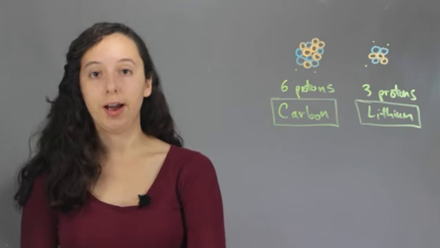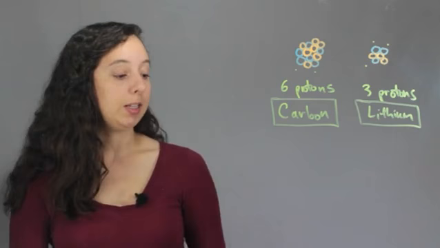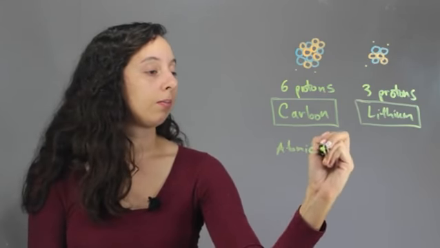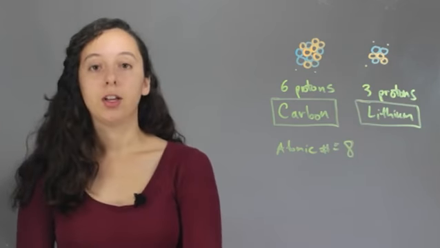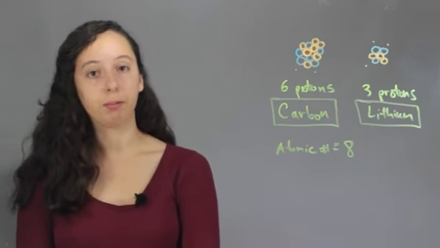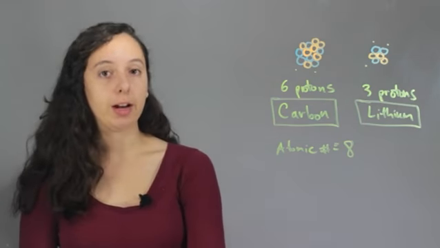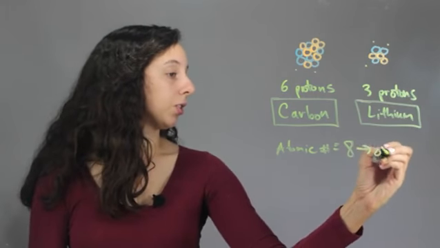Now, what if we don't have a little picture of the nucleus? We're just given information. What if we say the atomic number equals 8? Well, the atomic number is equal to the number of protons. So once again, you could look on your periodic table for atomic number 8, which means 8 protons. In this case, this refers to oxygen.